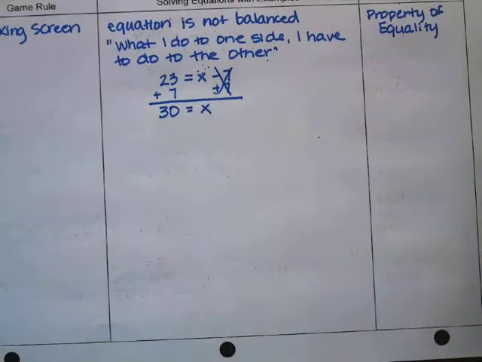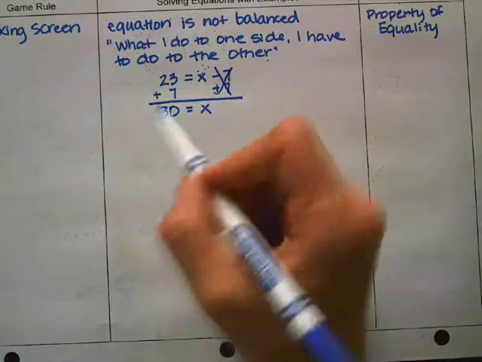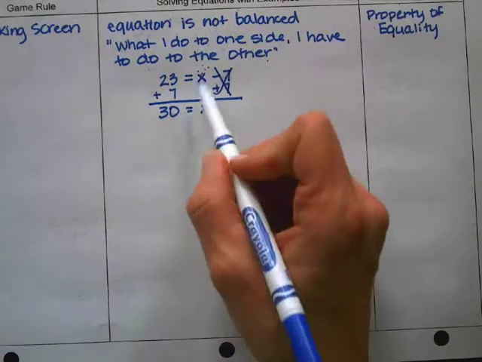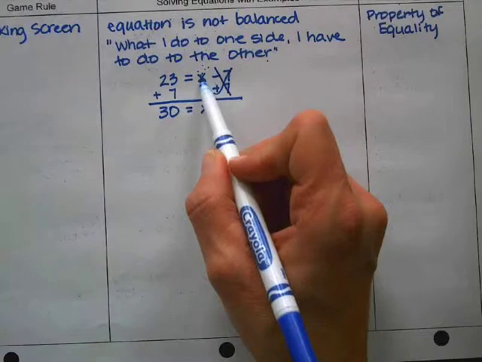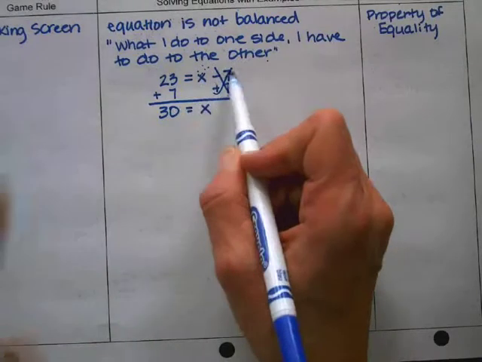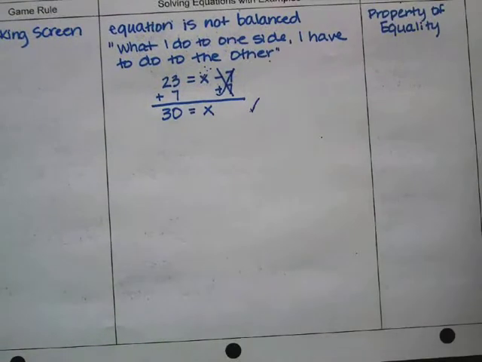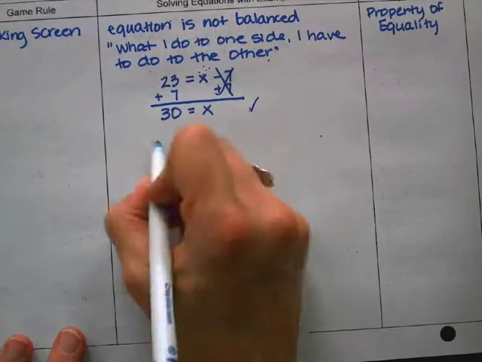I can now take this 30, which is x, and plug it back in for x. 30 minus 7 is 23. It checks out. I know before I hand in this homework, I got it right. Let's do one more real quick.